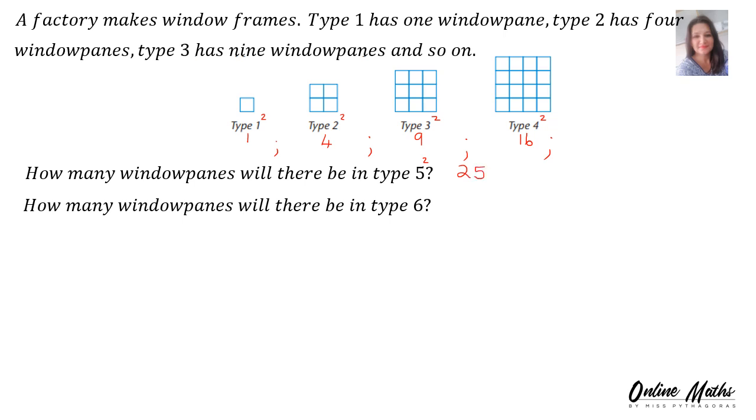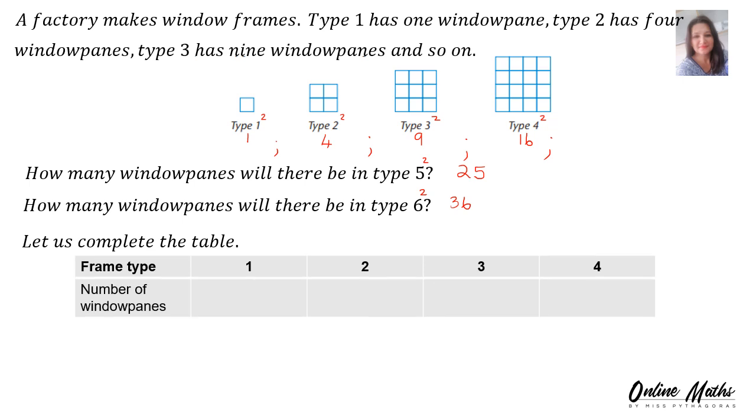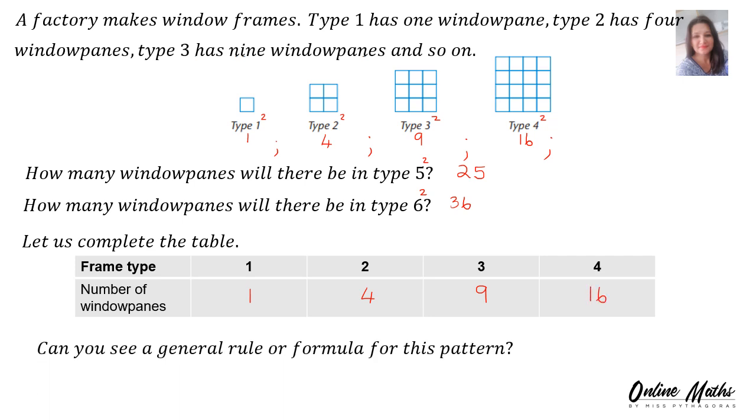How many window panes will there be in type 6? 6 squared, which is 36. Let us complete the table. So the frame type 1, the number of window panes, 1. Type 2, 4. Type 3, 9. Type 4, 16. Can you see a general rule or formula for this pattern?